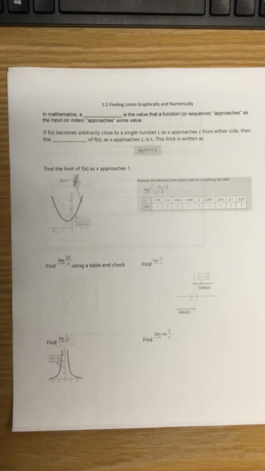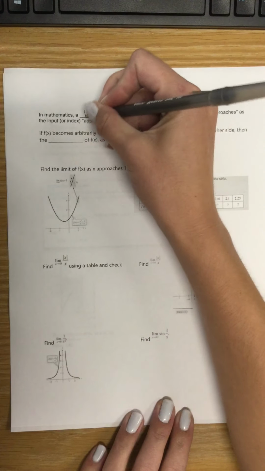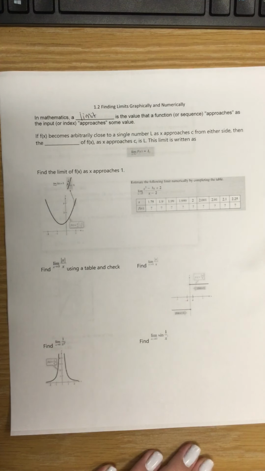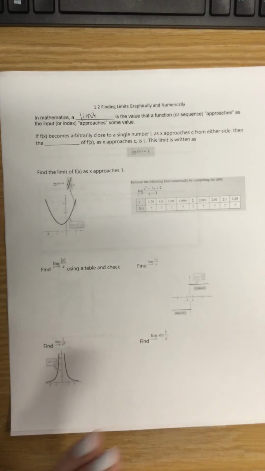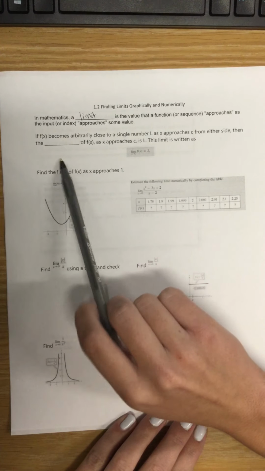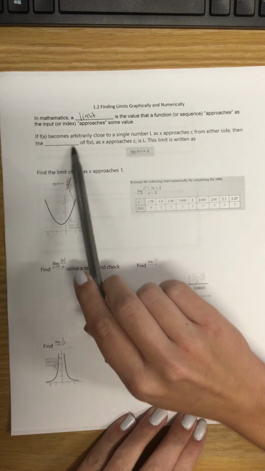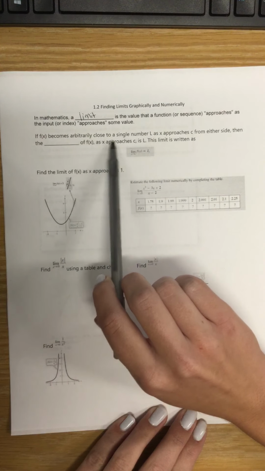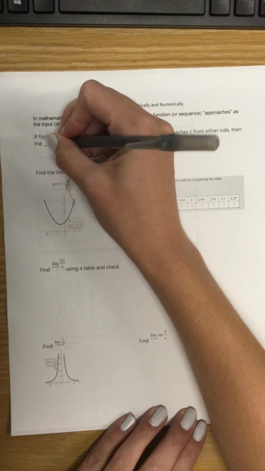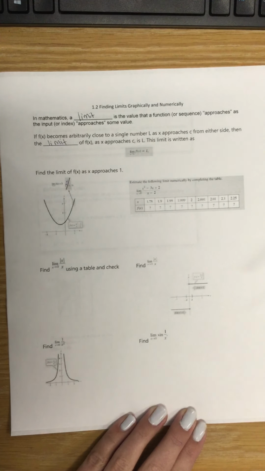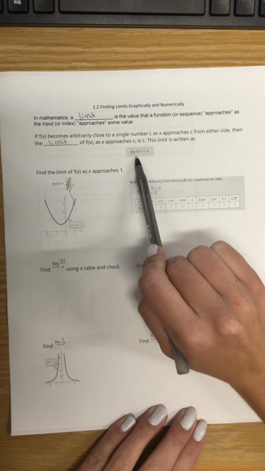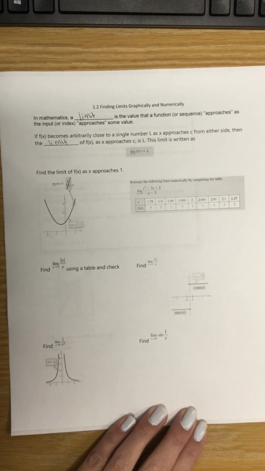So in mathematics, a limit is a value that a function approaches as the input or index approaches some value. So it's basically just whatever value we are approaching. This is a little bit of a more formal definition. If a function f of x becomes arbitrarily close to a single number L as x approaches c from either side, then the limit of f of x as x approaches c is L. And it is written like this: the limit as x approaches some value c is L.